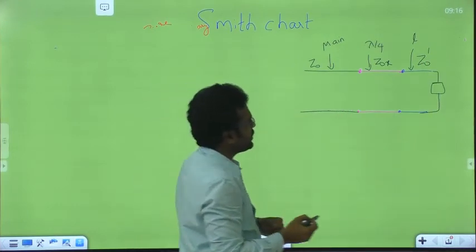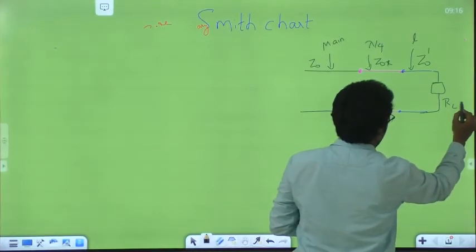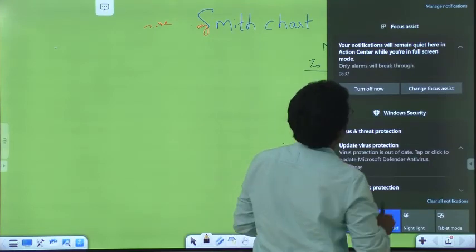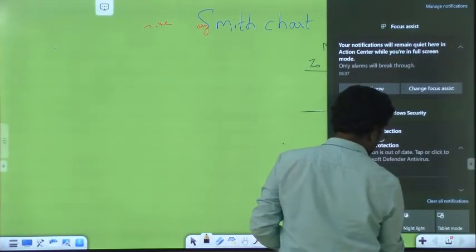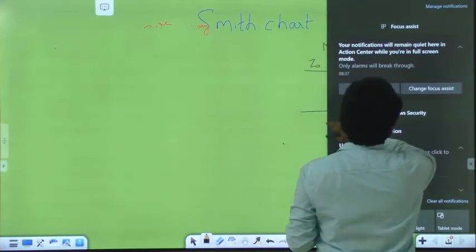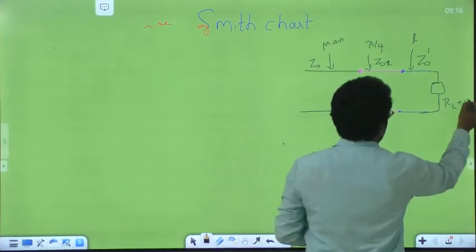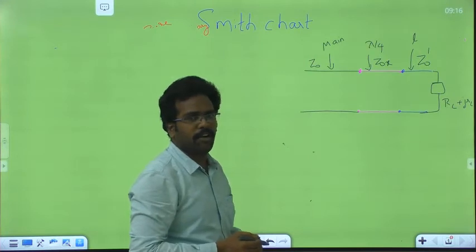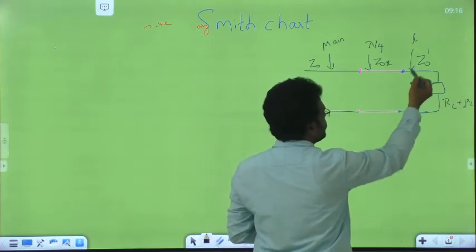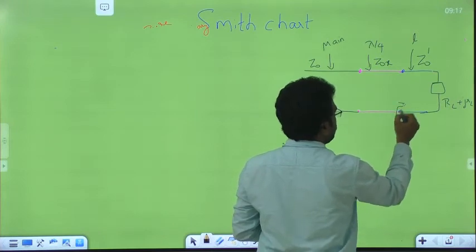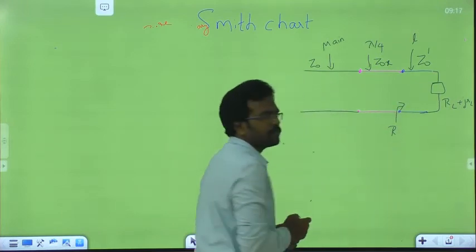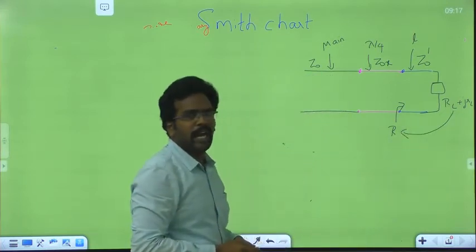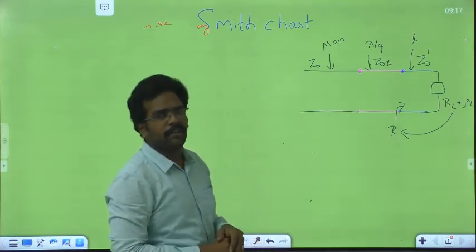So the idea here is, since the load is complex, RL plus some jXL, we know how to match a real load with Z0. Therefore, we have to use one more transmission line of some length L such that after this point the impedance is some real value. So the idea here is converting this complex load to a real value with the help of a third transmission line. That is the only difference.